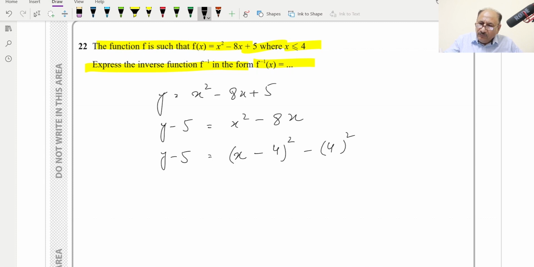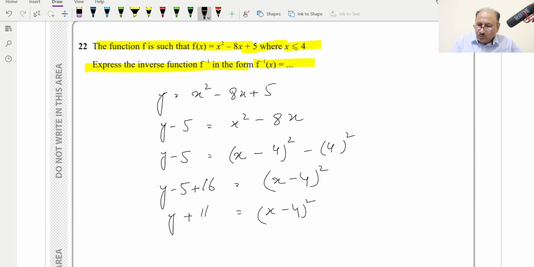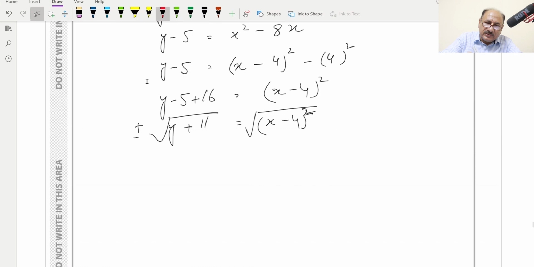Now we can shift this to the other side, and this will be y minus 5 plus 16 is equal to x minus 4 whole square, and this will be y plus 11 is equal to x minus 4 whole square. To get rid of this square, we will take the square root on both sides, and this will be plus minus, and this square root will be cancelled by this square, and we will get x minus 4 is equal to plus minus root y plus 11.